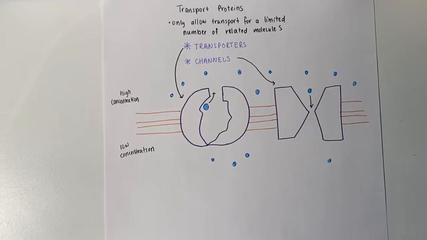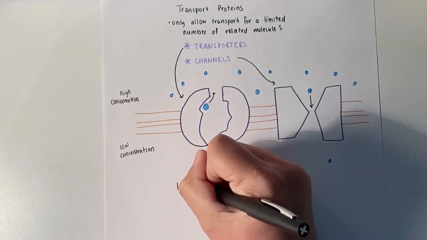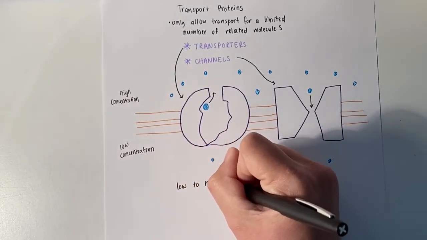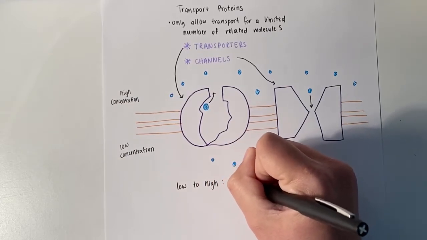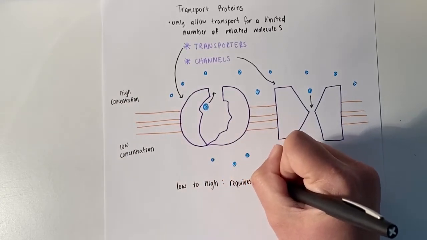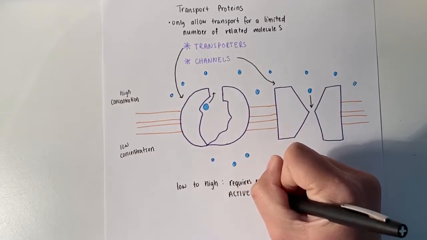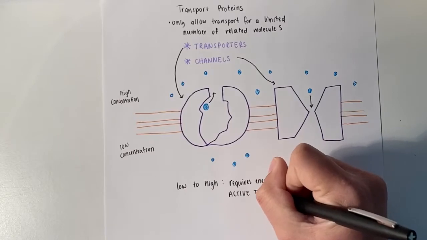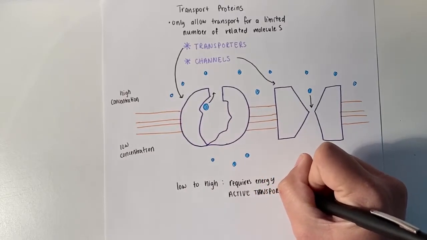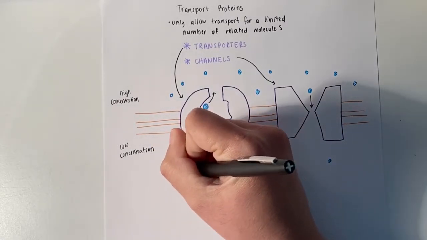When molecules move through a transporter against the concentration gradient, it is active transport, which does require energy. Transporters that move molecules against the concentration gradient are called pumps. An example of this is the sodium-potassium pump. Based on environmental cues, the cell pumps sodium and potassium in and out of the cell.